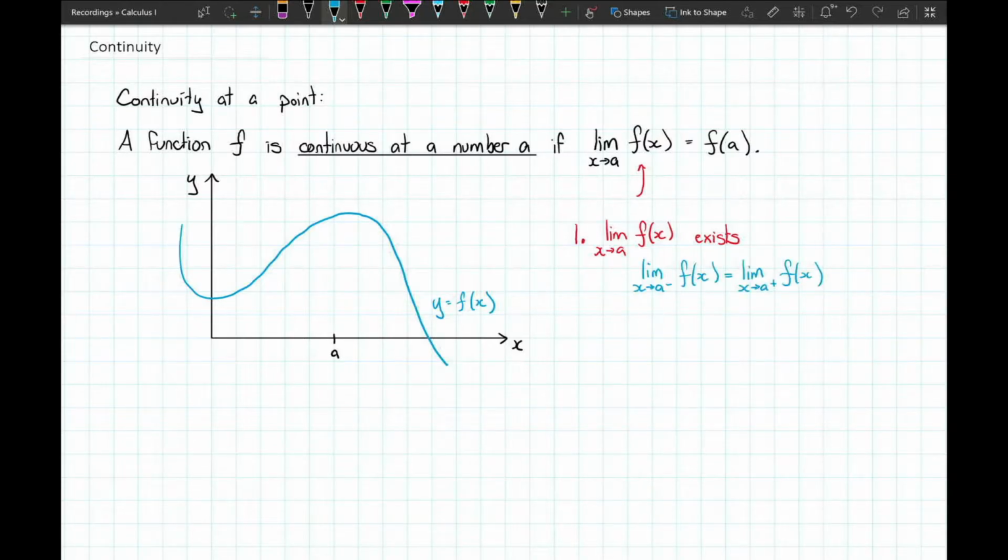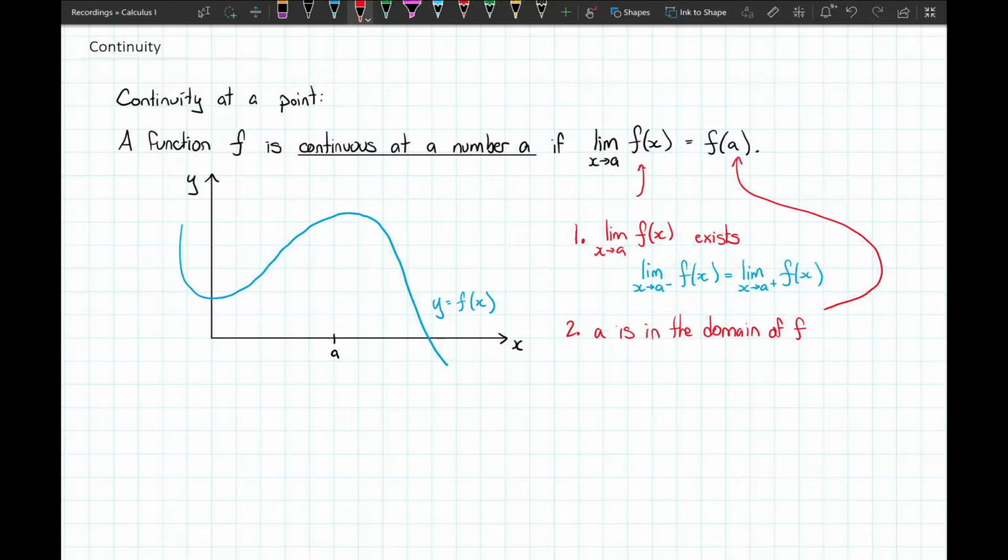Another implication is from looking at the right-hand side, f of a. That would be undefined if a wasn't in the domain of f. But because we have f of a as being a number in this equation, that can be our second implication here, that a is in the domain of f.